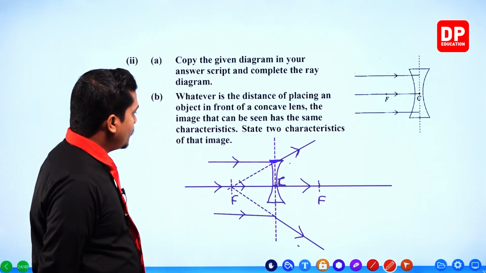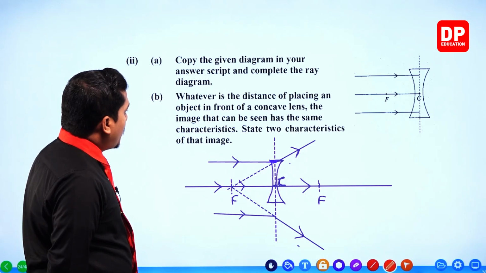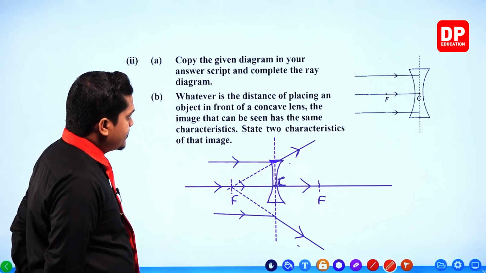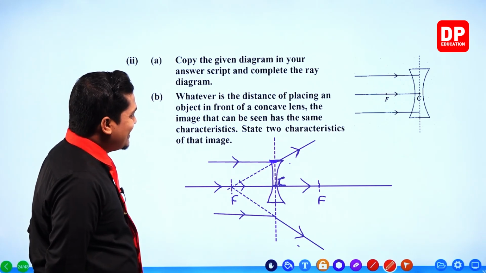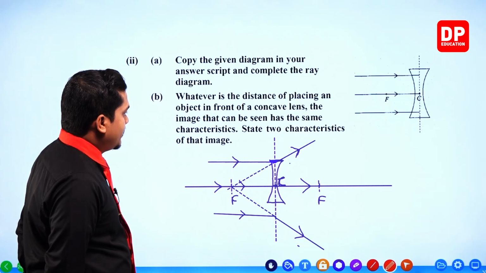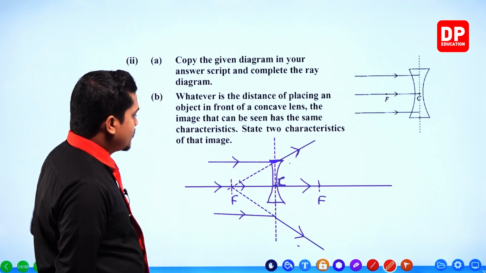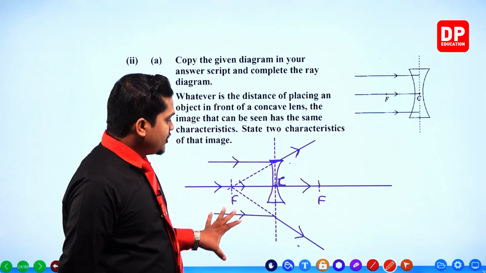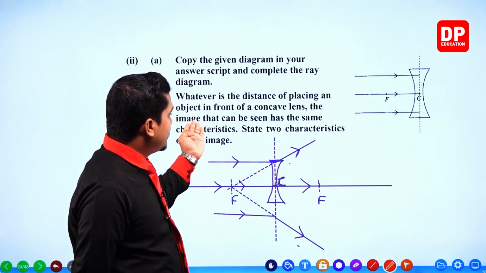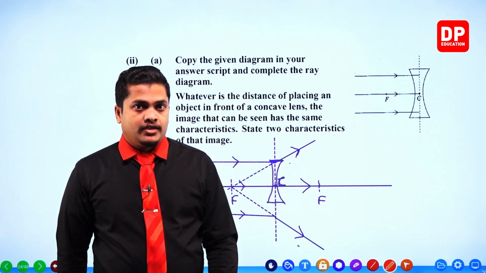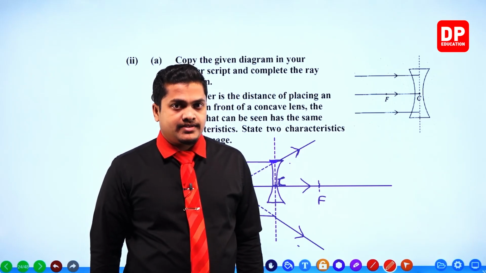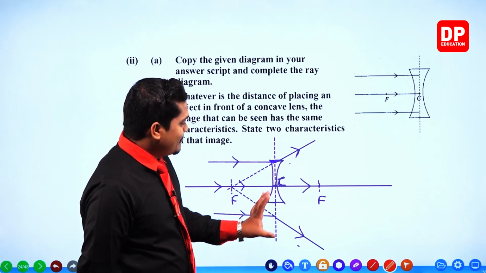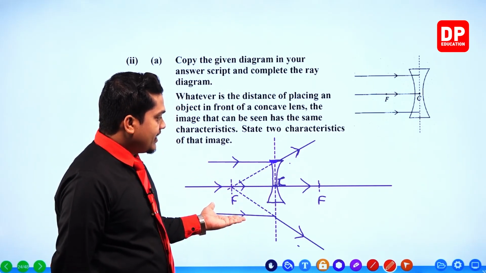Okay. Right. So whatever the distance of placing an object in front of a concave lens, the image that can be seen has the same characteristics. State two characteristics of that image. If you observe images through this given concave lens, you need to write down two features, two characteristics of the image formed.